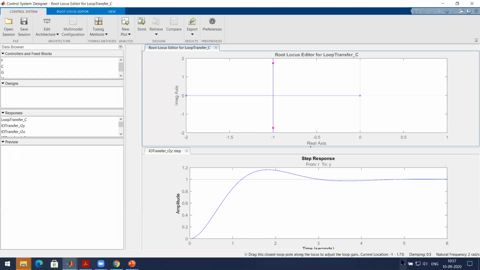Root 3 is what? 1.73. Yes, sir, it's coming same. Yeah, that is what you see here. Okay, minus 1 plus 1.73i. This one, and this one is minus 1 minus 1.73. I'm not clicking it properly. I'm not changing. It shouldn't be changing it.